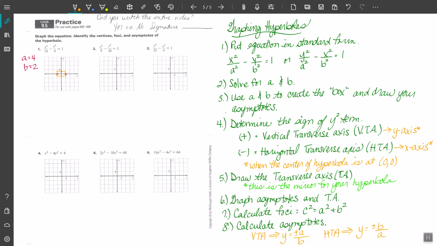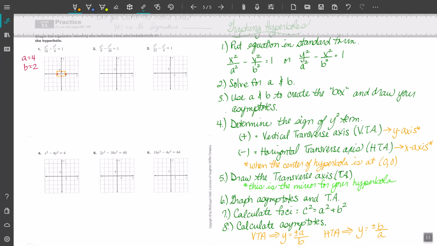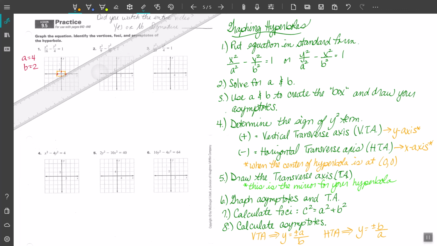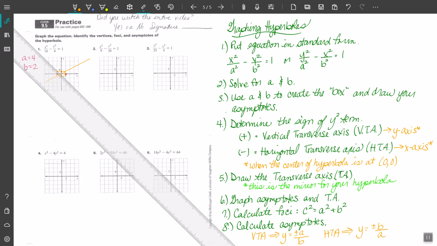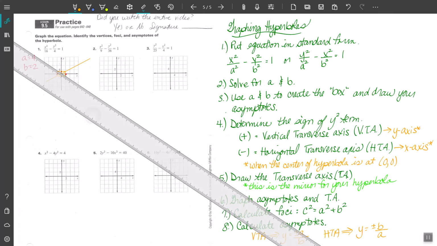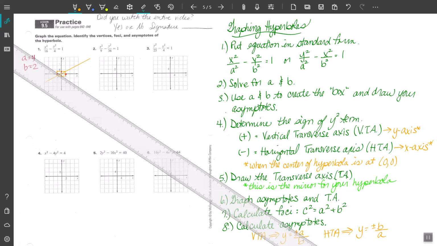All right. I'm now going to use my ruler to draw in my asymptotes. If I take the ruler, what I'm doing is just crisscrossing across the box. So corner to corner, there's 1. Corner to corner, making sure that I am going through the center as well.